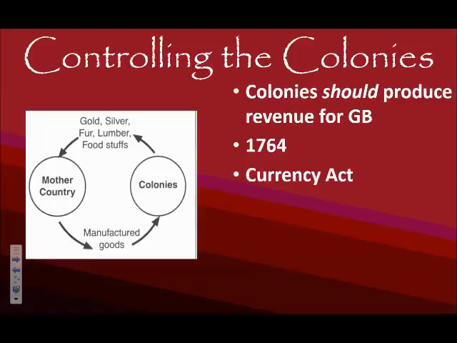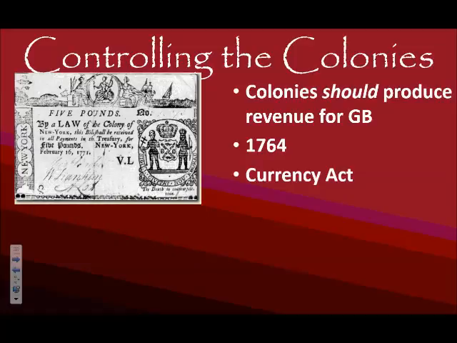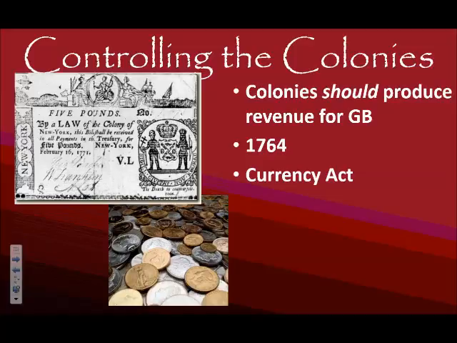We have the Currency Act, which takes away paper money in the colonies. You used to be able to use paper currency as legal tender, but in 1764, when that capability is removed, it means that the colonists must use hard currency. They must use coins in order to transact any trade. And this then forces people and companies to trade with England, therefore paying the import taxes or import duties.